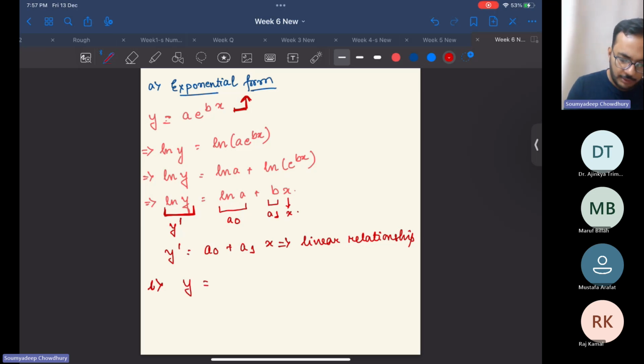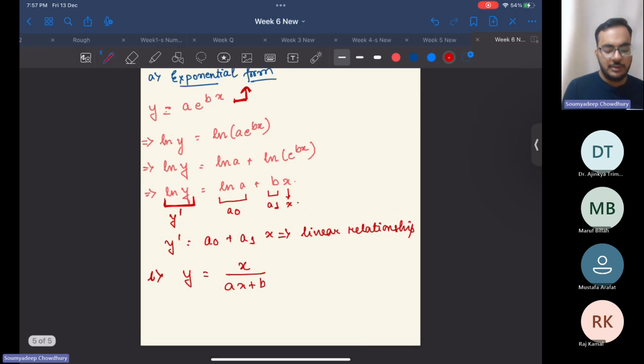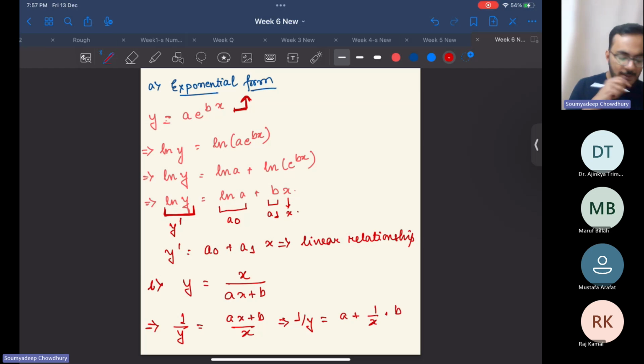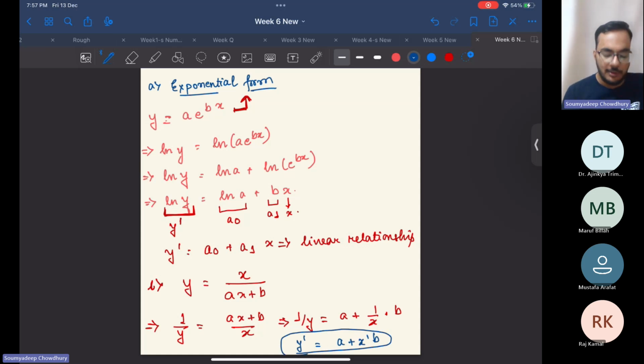One more form I'll discuss here. Suppose you have y equal to x upon ax plus b. This type of equation is again not a linear relationship between x and y. But if we manipulate this, we can write it as 1 by y equals a plus b times 1 by x. Now if you change the variables to y dash equal to a plus b x dash, this y dash and x dash, that is 1 by y and 1 by x, have a linear relationship.